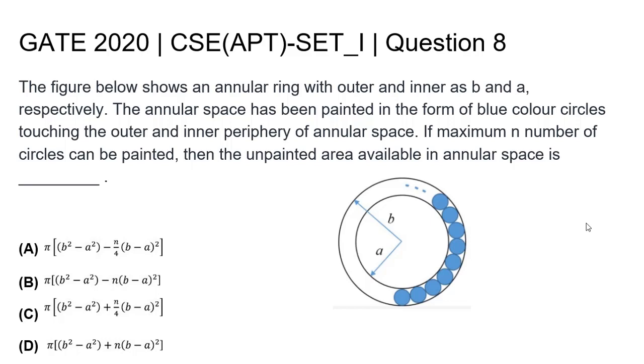Hello all. This is question number 8 from GATE 2020 CSE Set 1 paper. It is an aptitude problem. Let's look at the problem.